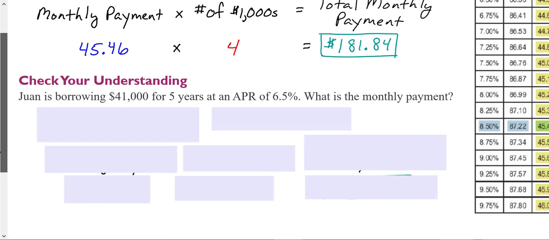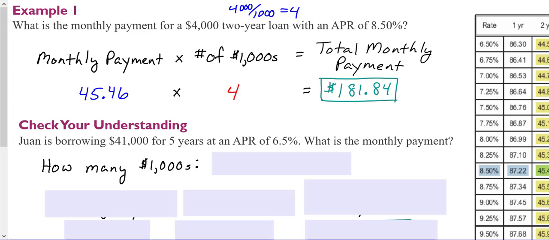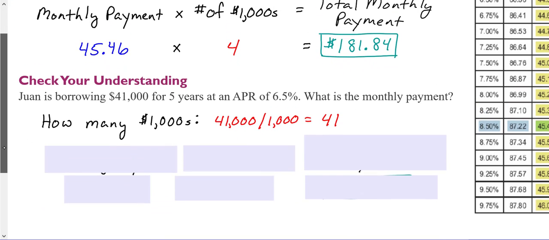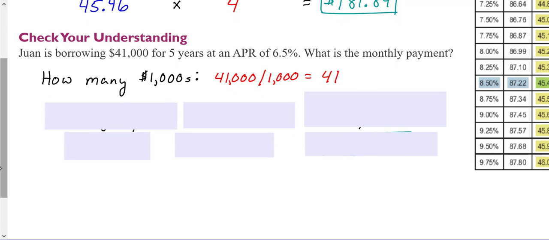So Juan is borrowing $41,000 for 5 years at an APR of 6.5%. What is the monthly payment? First off, how many thousands are there in the loan? We would take 41,000 divided by 1,000. So there would be 41 times whatever the monthly payment is.